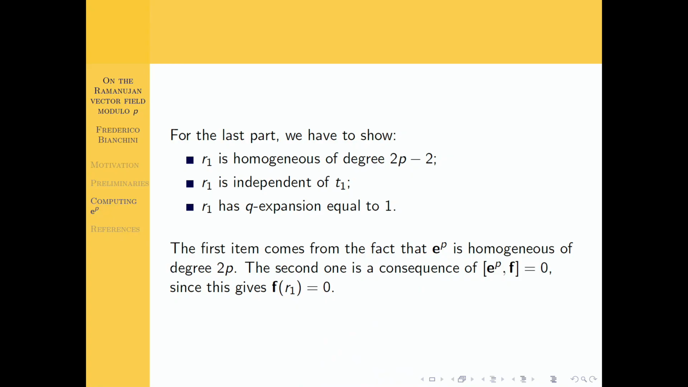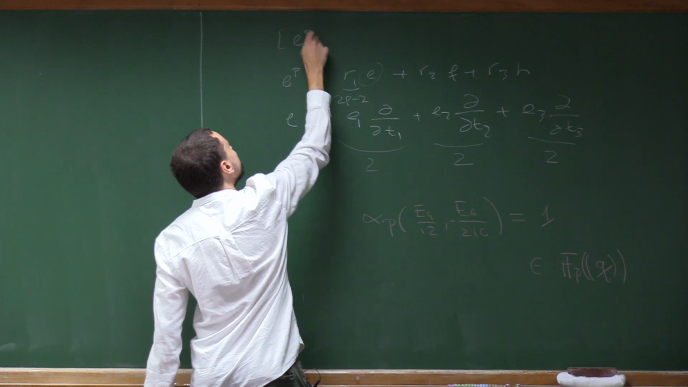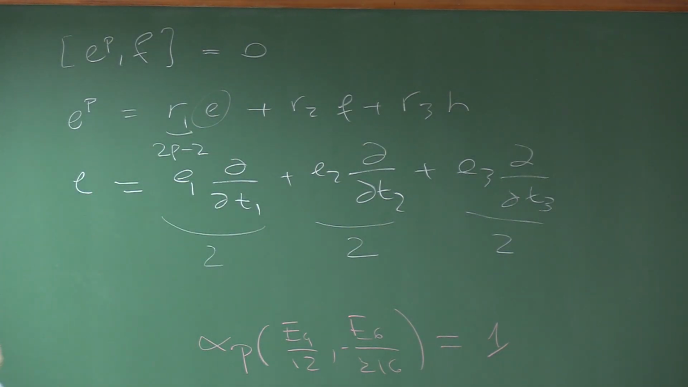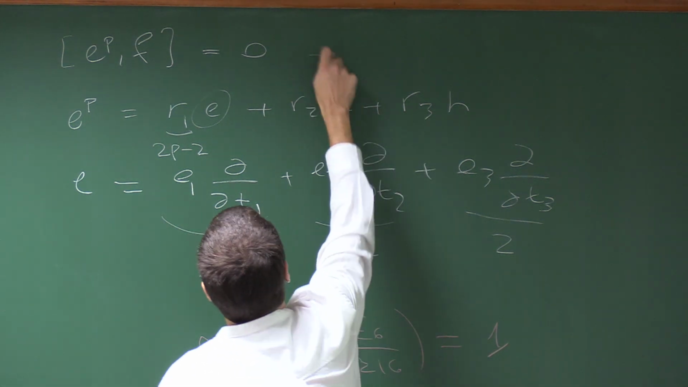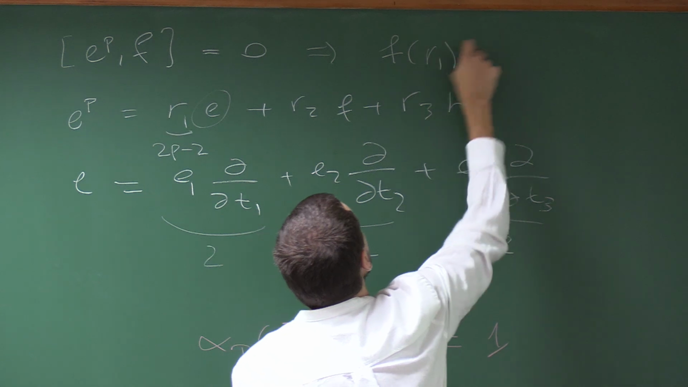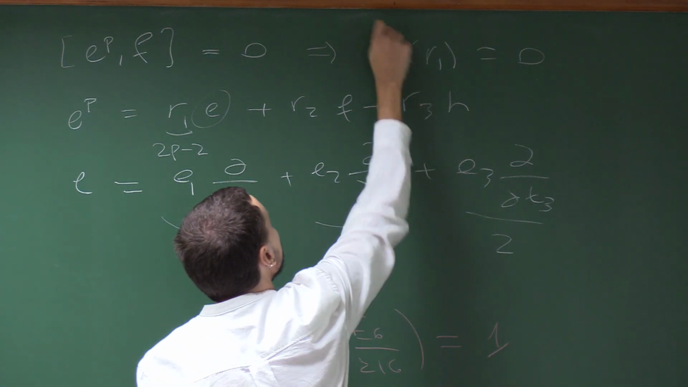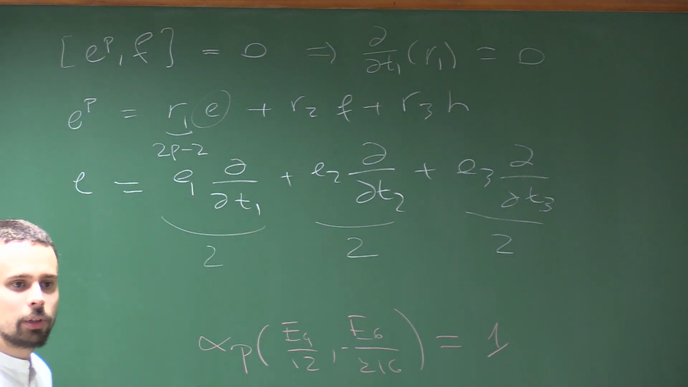The fact that R1 is independent of T1: we have to consider the bracket of E to the P with f. And this gives 0. It's not difficult to show that. You just have to use the SL2 relations. And this implies that f of R1 is 0. But f is the derivative with respect to T1. Okay? So R1 doesn't depend on T1. Okay?